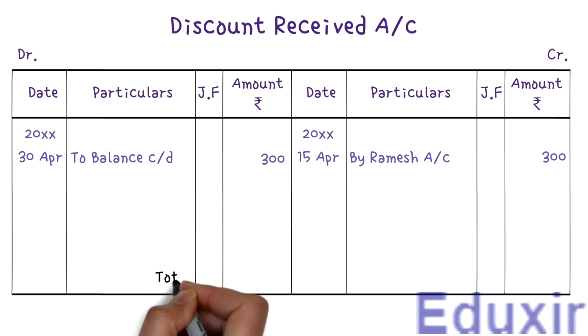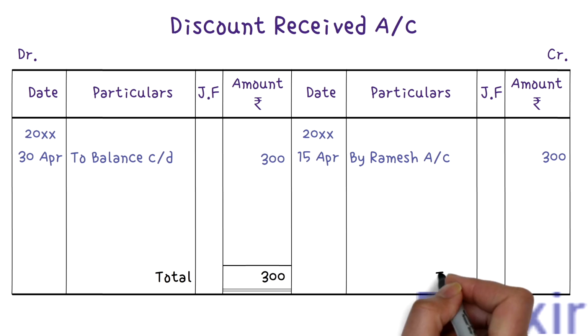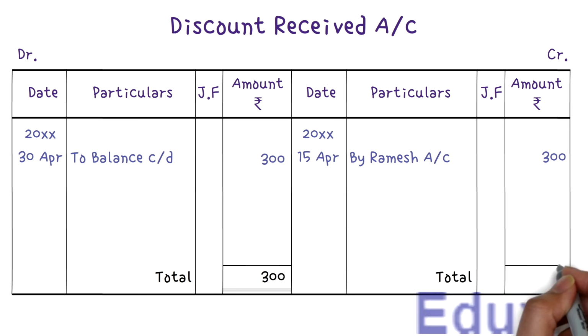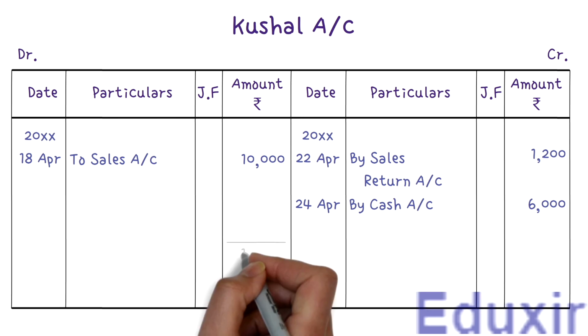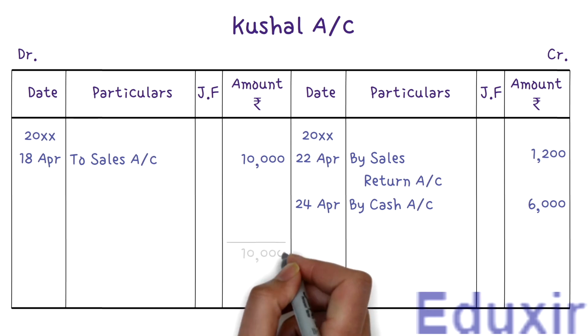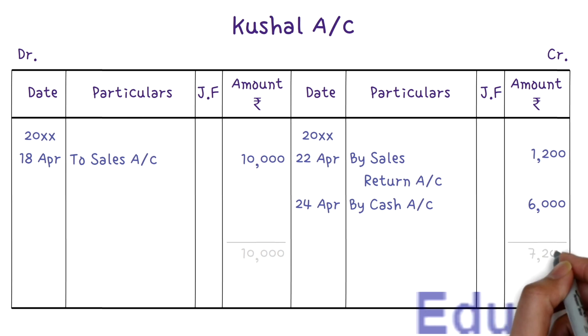Now the total on the debit side is 300 rupees. And the total on the credit side is 300 rupees. So now the discount received account is balanced. Let us now take up Kushal account. The total on the debit side is 10,000 rupees. Similarly, the total on the credit side is 7,200 rupees.